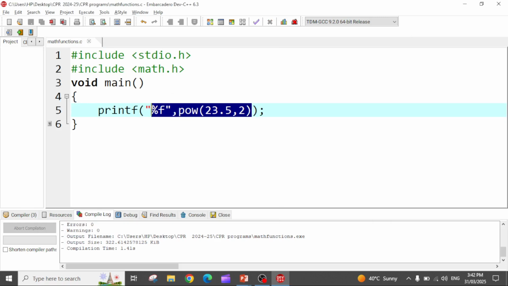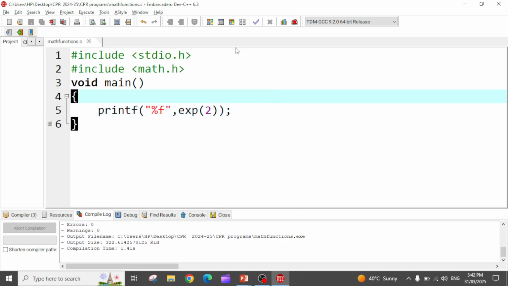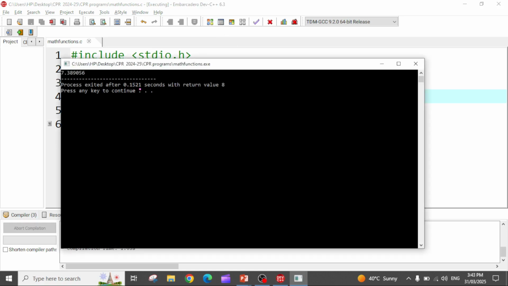The next function that I am going to use is the exponential function. The result will of course be printed in a floating point number, and the syntax for the function is exp, means e raised to something, and that power is to be mentioned here. Say I have to find e raised to 2. Hence I will write 2 inside the bracket of exp function. This will give me e to the power 2, and e to the power 2 comes to be 7.38.